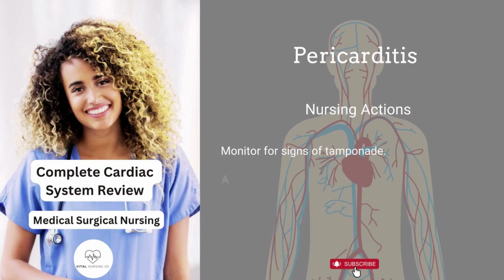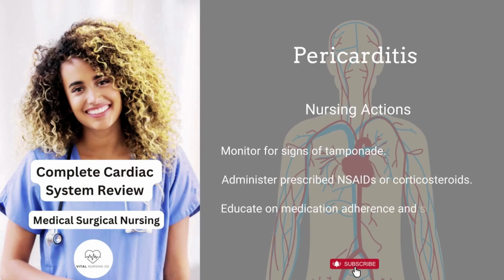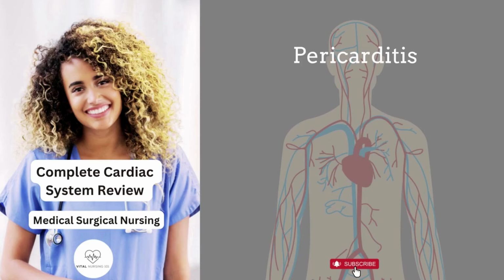Nursing actions are the following. Monitor for signs of tamponade, such as hypotension and jugular venous distension. Administer prescribed NSAIDs or corticosteroids. Educate on medication adherence and symptom monitoring.